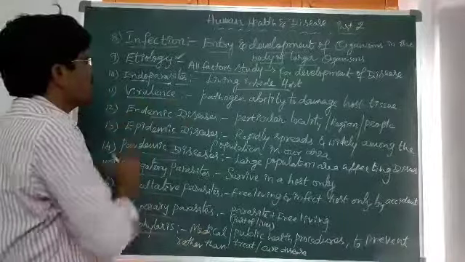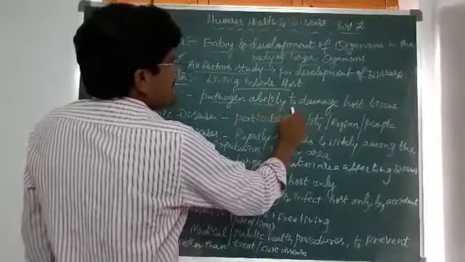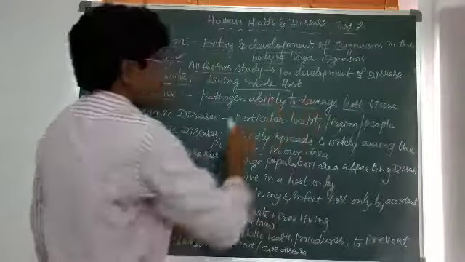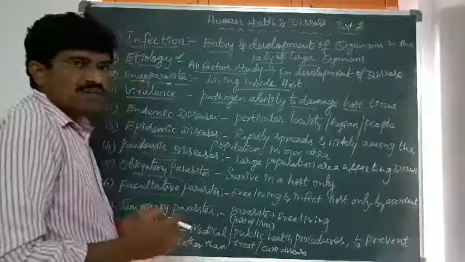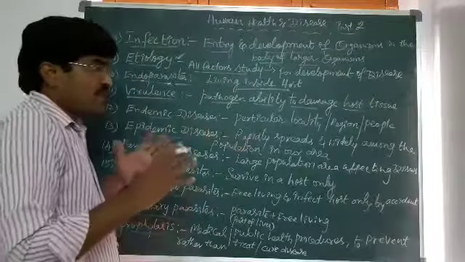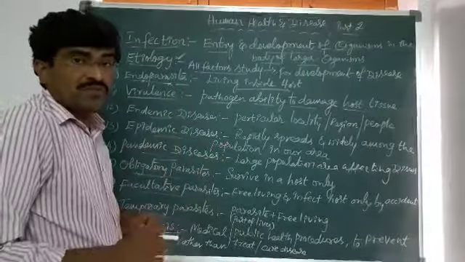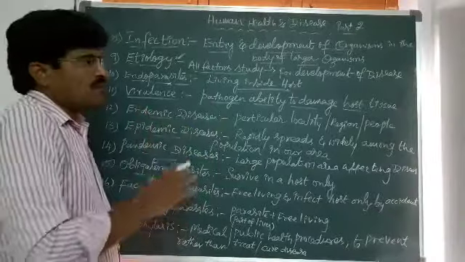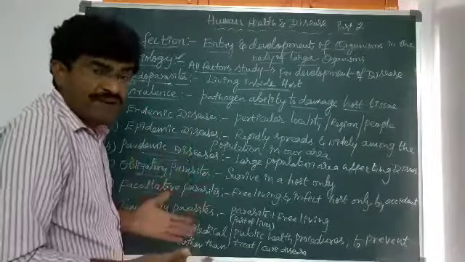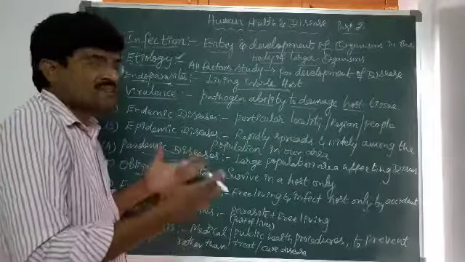And here the 11th one, virulence. The meaning is the pathogen's ability to damage host tissues. Once the microorganisms enter the host, the organism providing the shelter, they damage the host tissues. Once the pathogens enter, they slowly damage the systems based upon the type of microorganism. So the way host tissues are damaged will be different.